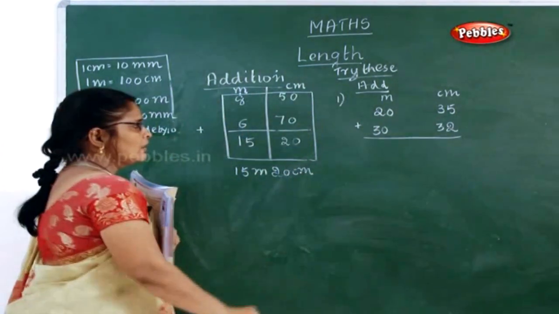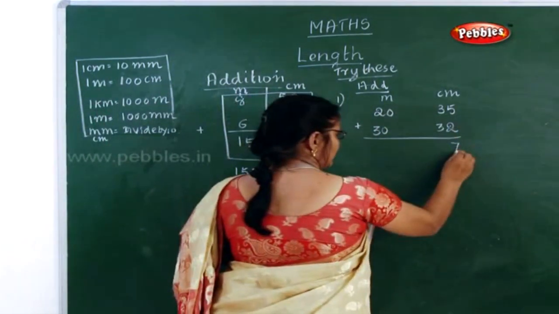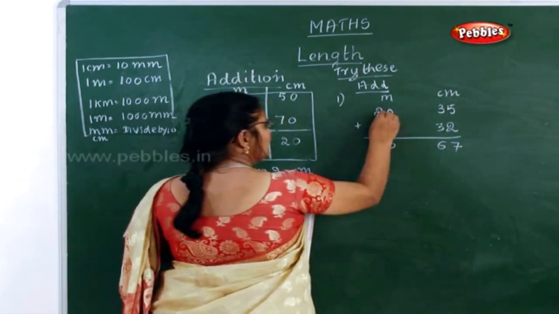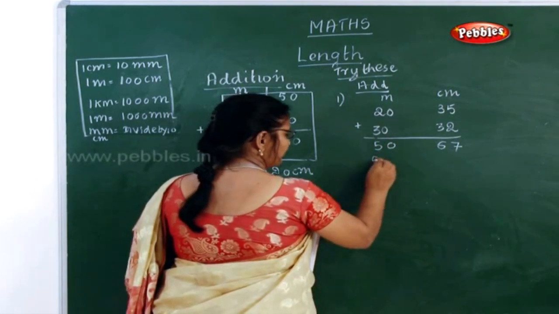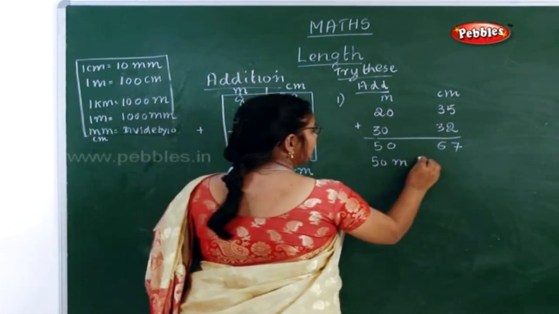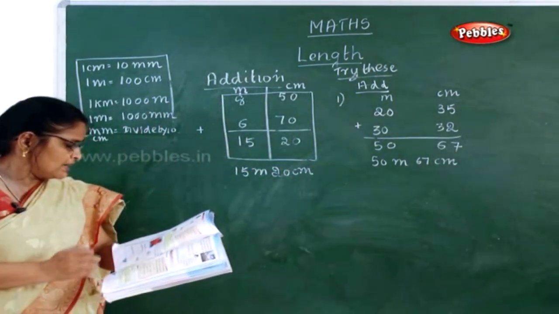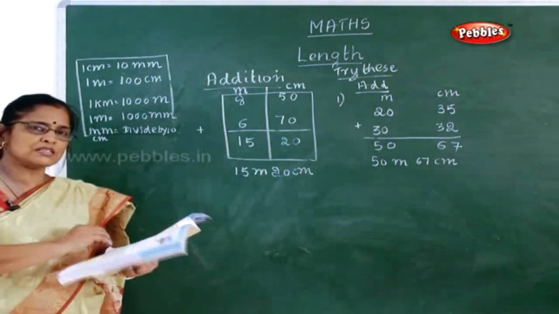Now how will you do? 5 plus 2 is what? 7. And 3 plus 3 is what? 6. Here 0 plus 0 is 0. 2 plus 3 is 5. So now what will you write? 50 meter and 67 centimeter. So this is how you have to do.